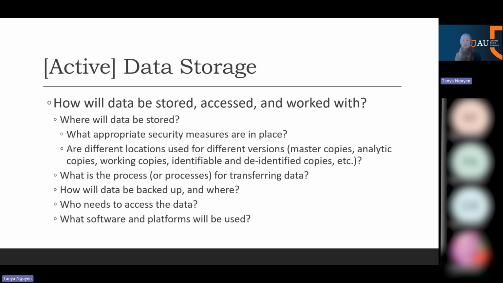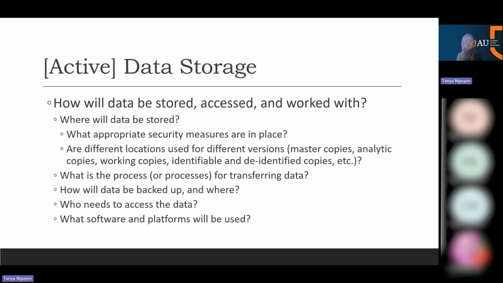A lot of these considerations I'm going to go through are relevant for later in your data lifecycle as well, because you're not storing data in the same spot while you're actively using the data. What I mean is, where you actively use the data will not be the same spot as 10 years later, after the project is done.